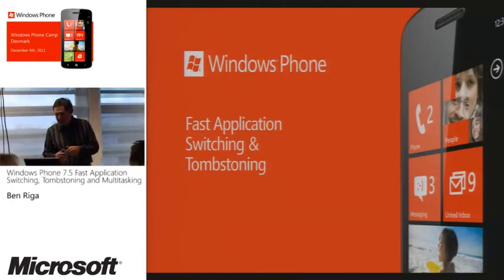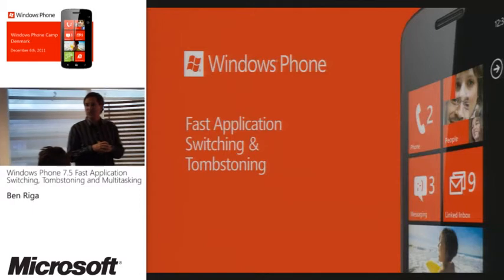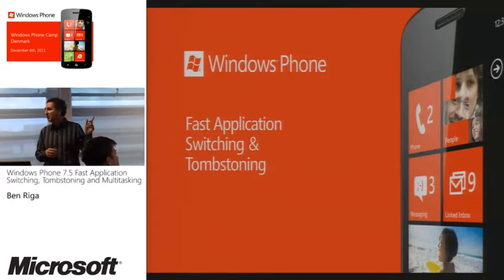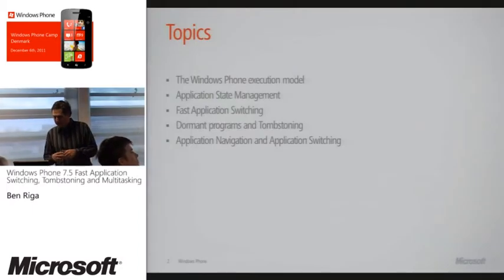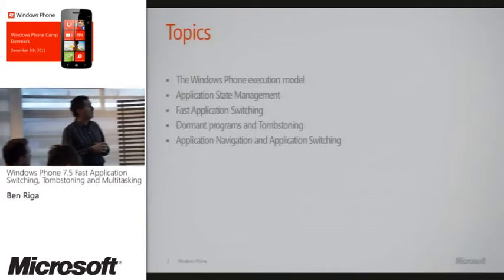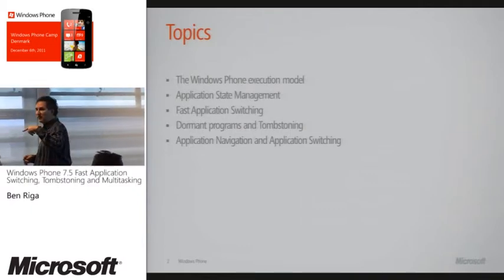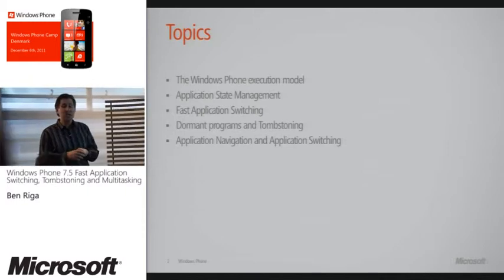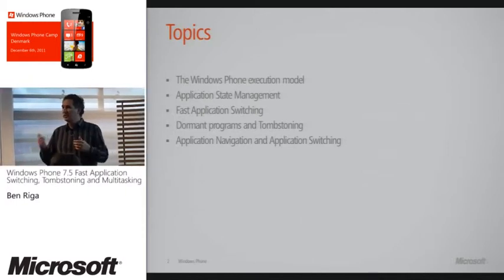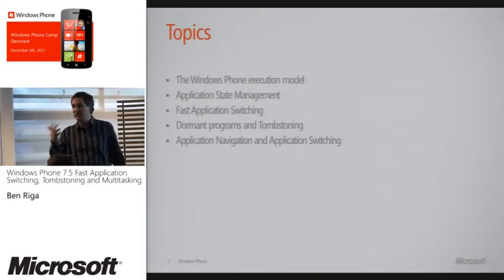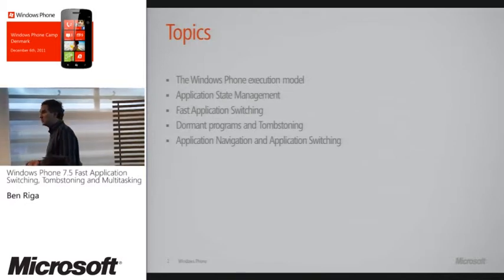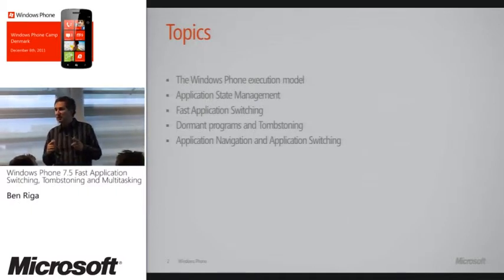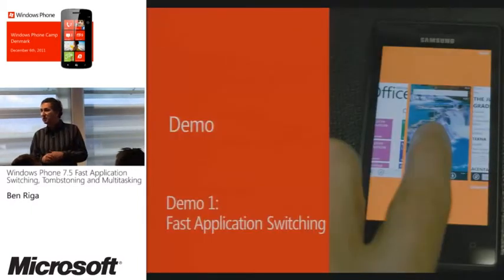Okay, let's get started. So the next topic is fast application switching and tombstoning, which is kind of an interesting name for a feature in Windows Phone. And actually, it's not on the title, but we're also going to talk about multitasking in this session. We'll talk about the execution model, the state model for how the life cycle of an application works. It's important that you understand it because it's going to make a difference in how your application performs when the end user hits the start button and then comes back. It's really critical. We'll talk about fast application switching and how you support that, the difference between dormant applications and tombstone applications, and then we'll talk about navigation and application switching. And then we're going to move into the next topic, which is multitasking.